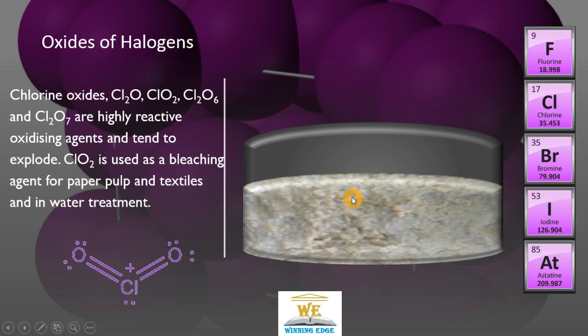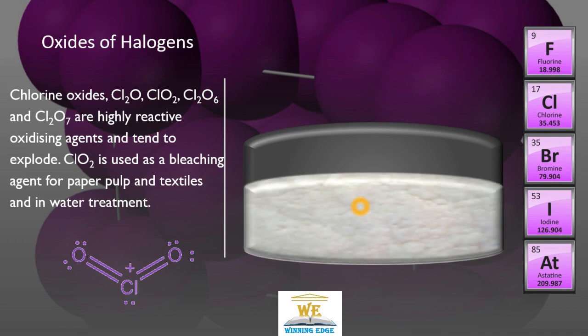Here we see this is a pulp that is used for paper making, but it's supposed to be decolorized first, bleached first. So a pulp is treated with this ClO2 and we get a white pulp which is ready for making paper.